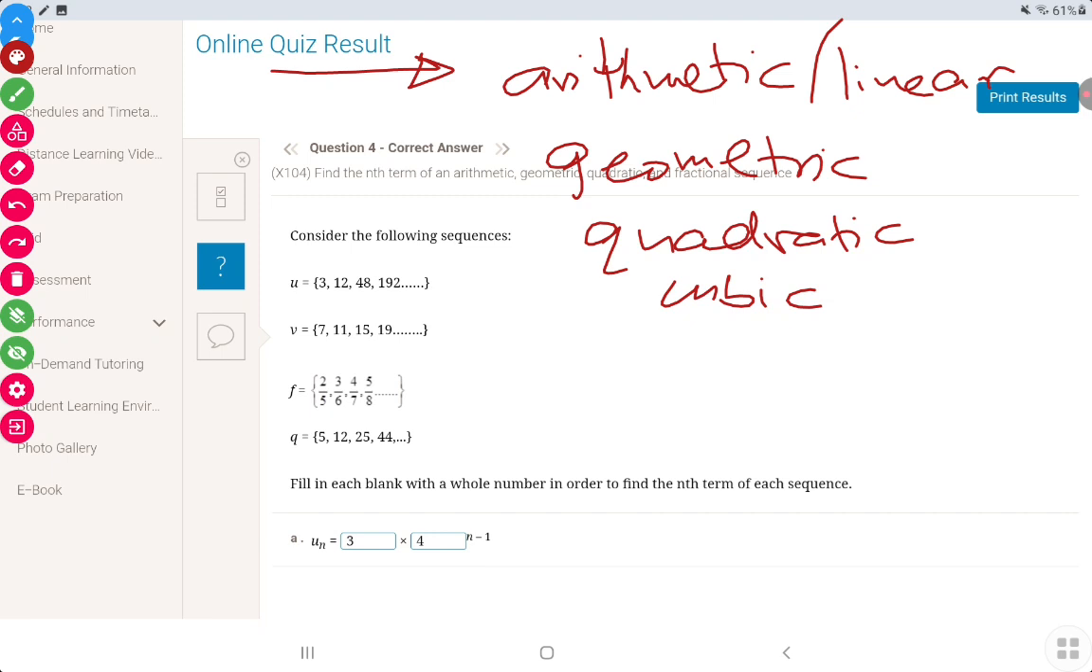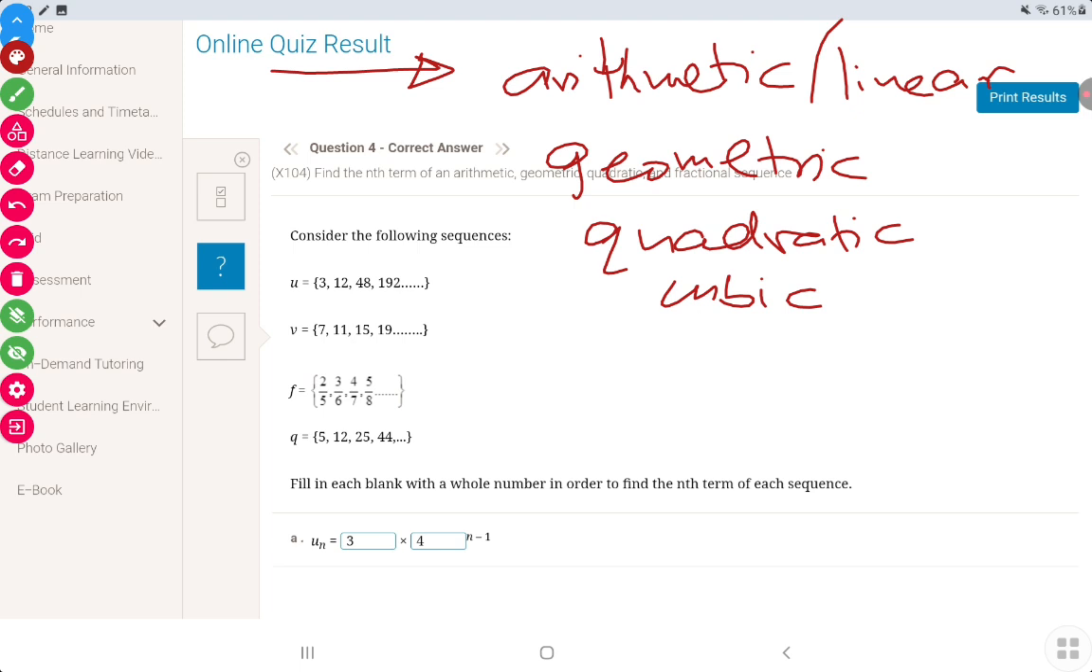So arithmetic means you add by the same number every time. Linear means whenever you subtract a term by the term before it, you get the same number every time. So linear sequences and arithmetic sequences are the exact same thing, okay? They are a group of numbers that increase by the same amount every time. Only difference between them is they have different equations.